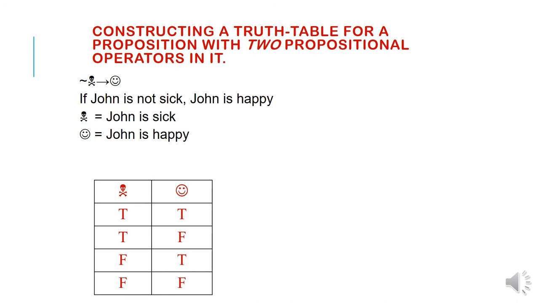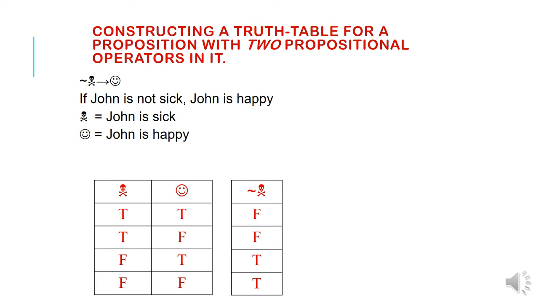In order to draw a column for this complex proposition, I need to break it down into each operator. So before doing tilde, skull and crossbones, arrow, smiley face, I need to draw a column for the negation, skull and crossbones. If you remember the tilde template, the negation template, a negation is just the opposite of what the reference is. So if my reference column says TTFF, then my negation of that will be FFTT. I'm only looking at the skull and crossbones reference column. I have no interest in the smiley face right now.